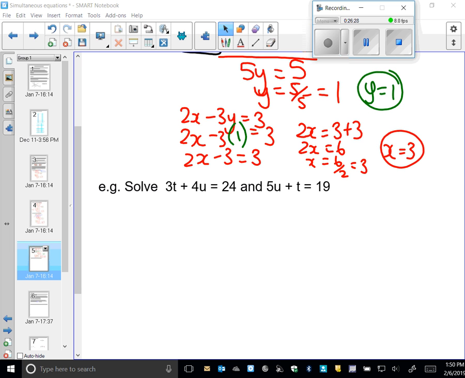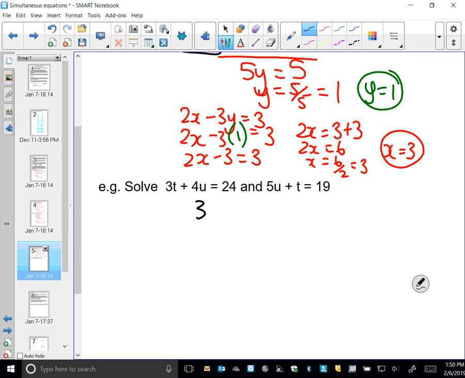I chose this one. Why didn't I choose this one? Because it has different letters. It makes no difference which letters they have, as long as the letters are the same in both of the 2 equations. The rules all still apply. When we're writing them, we want the same letter in the same column. So I'm going to have 3t plus 4u equals 24, and then t plus 5u equals 19.